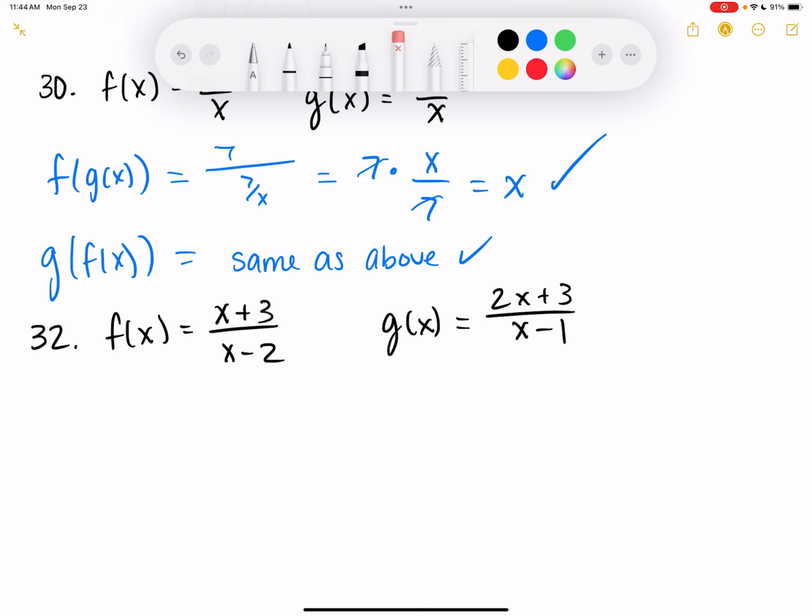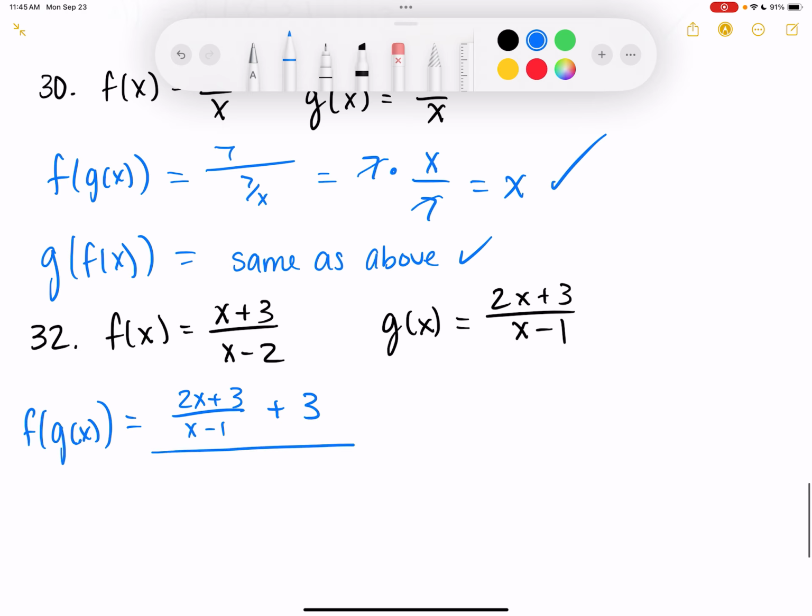So, f of g of x, I'm plugging this g of x function in for both x's over here. So I get 2x plus 3 over x minus 1, plus 3, all over 2x plus 3 over x minus 1, minus 2.